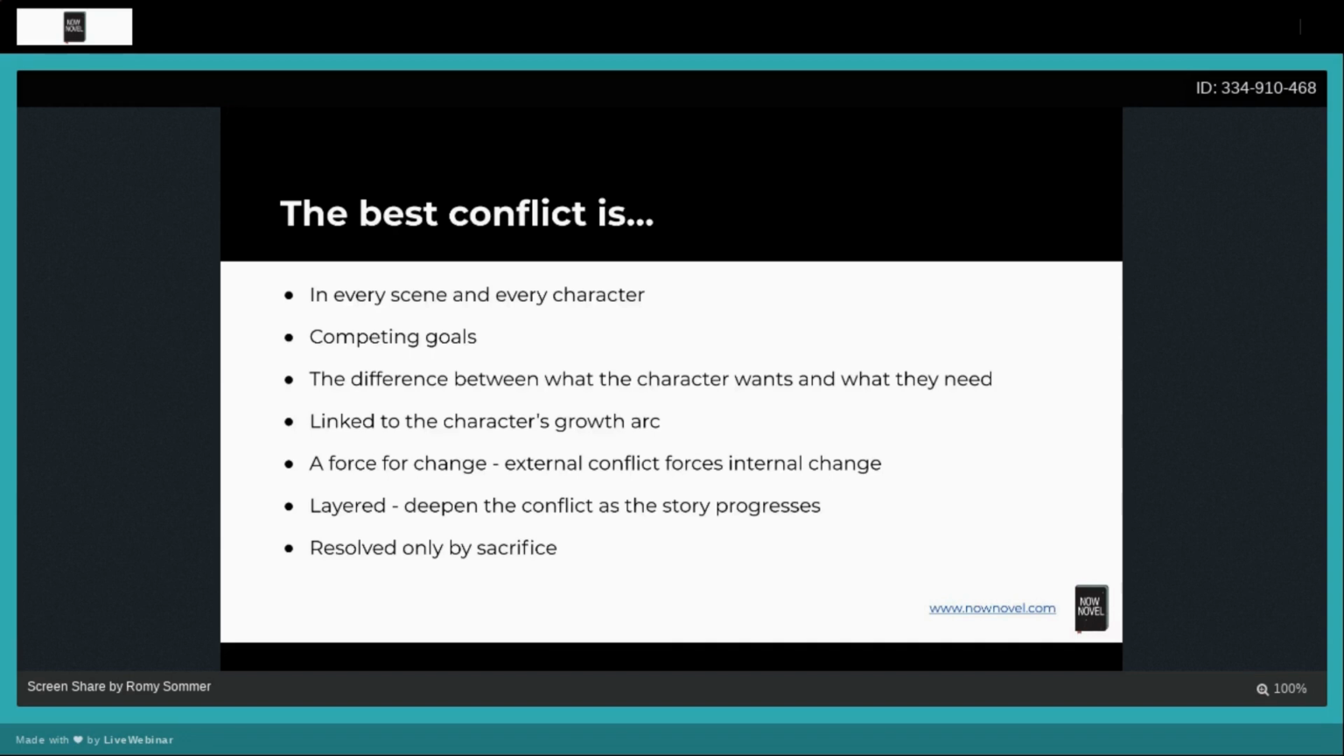Let's say your one character has always resolved they will never ever get married, they may need to sacrifice that belief, or they may need to sacrifice a belief from their past that they're hanging on to.